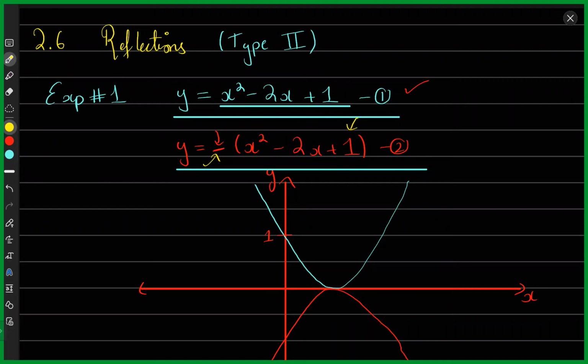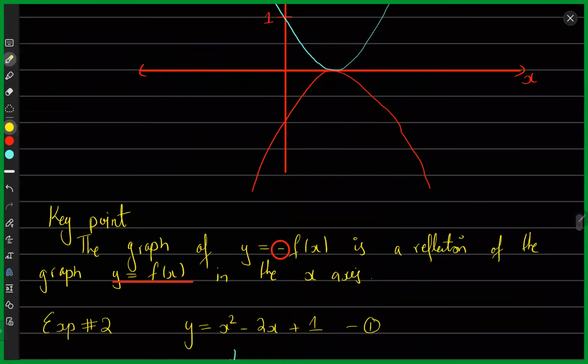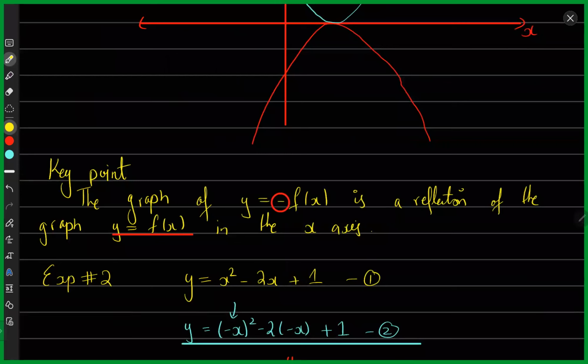X-axis is basically the line of reflection, and just read this key point. The graph of y equals minus f of x is a reflection of the graph y equals f of x in the x-axis. So when you are adding negative to the entire function, your graph would basically reflect about the x-axis. It would be a reflection in the x-axis, okay? This is something that you need to memorize.